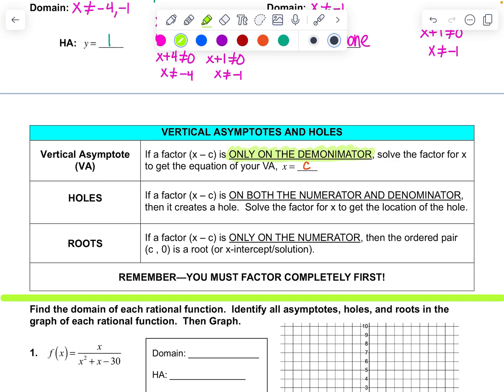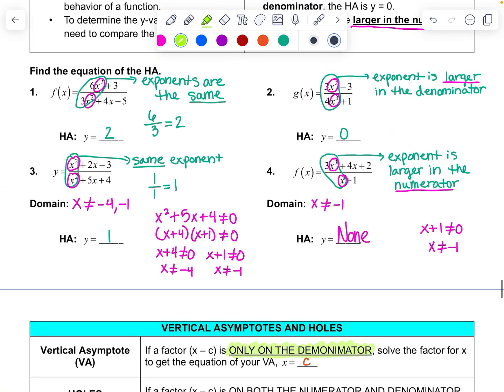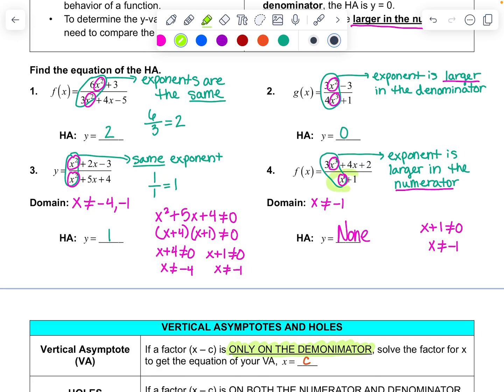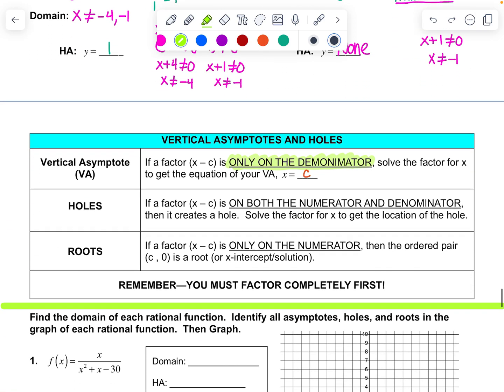Okay? So if I think back up to these that we had up above, if I had a factor that was only in the denominator, kind of like this x plus 1, if that was the only factor in the denominator and there wasn't a matching factor in the numerator, then that would create a vertical asymptote. Again, we'll put it all together in just a little bit, but it's looking for if we only have that factor in the denominator. If we have matching factors in the numerator and denominator, it creates what we call a hole in the graph.